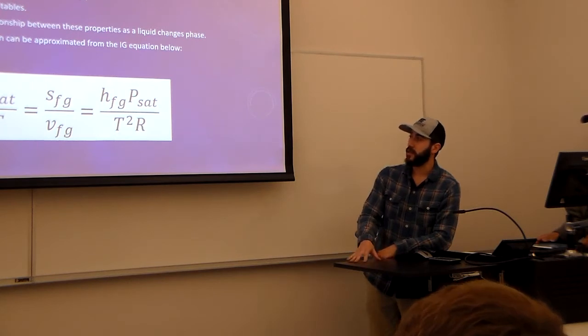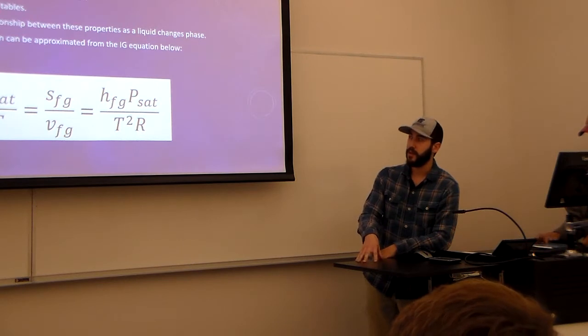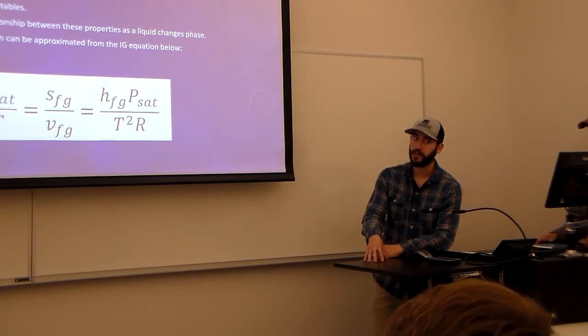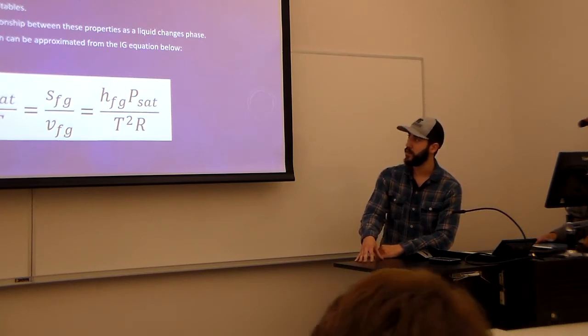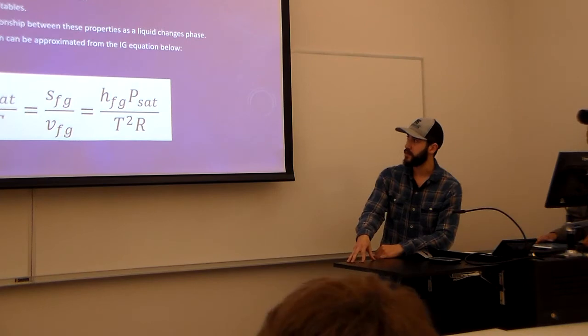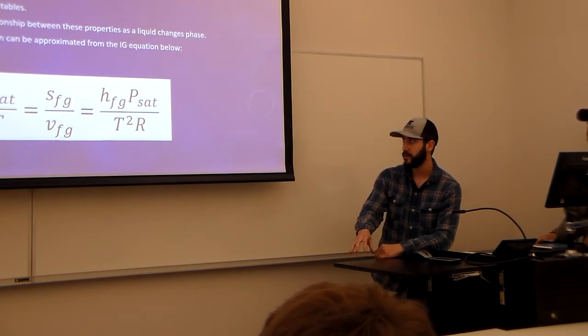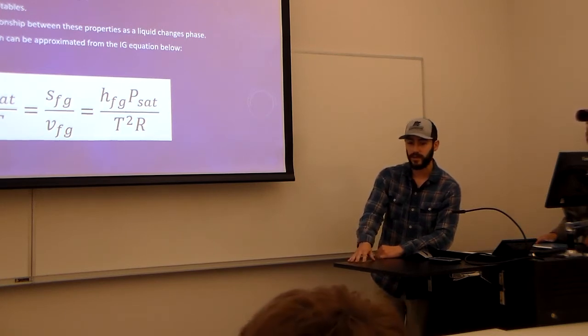And all I did here was use the ideal gas assumption, substituting the specific volume of vaporization using PV equals RT. And we get the latent heat of vaporization equal to the saturation pressure over the saturation temperature squared times the ideal gas constant.